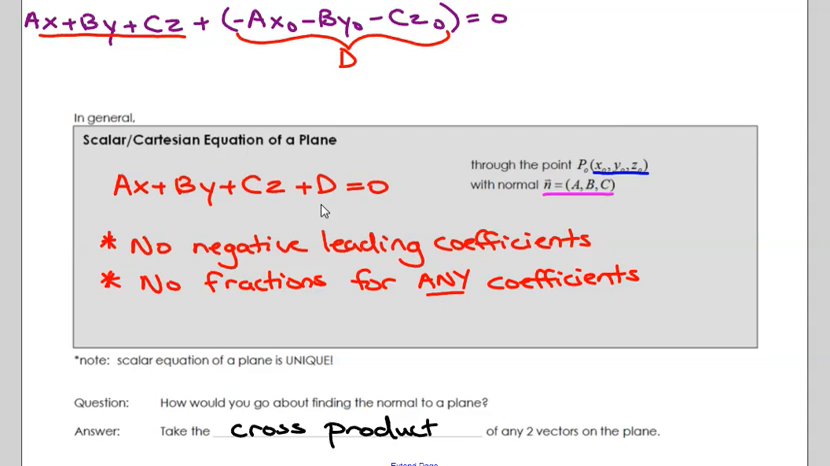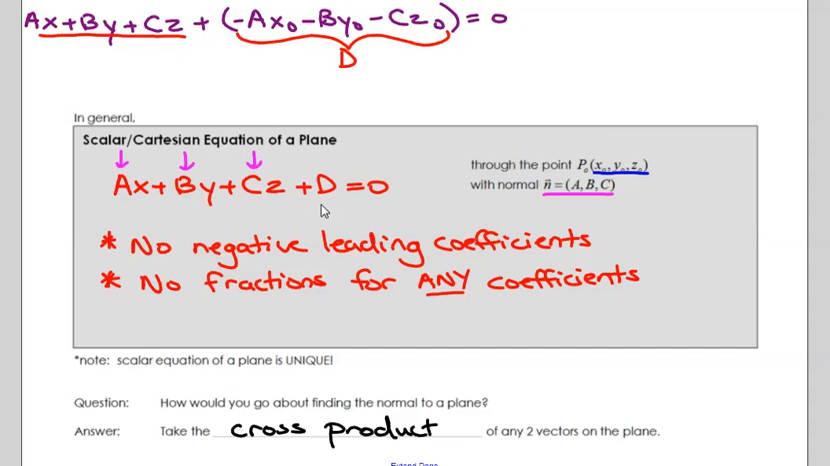And so remember, just like in a line, each of these coefficients was your normal vector just embedded into the equation. Okay, so we can actually see right away what our normal vector is just by looking at the scalar Cartesian equation.